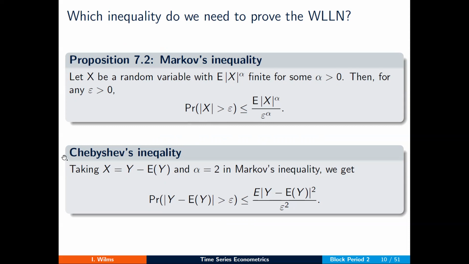And a special version of Markov's inequality arises under the form of Chebyshev's inequality. Namely, when we take x equal to y minus its expected value, and when we set alpha equal to 2 in the formulas above. Then the probability that y deviates more than epsilon from its expected value can be bounded by its second moment divided by epsilon squared.